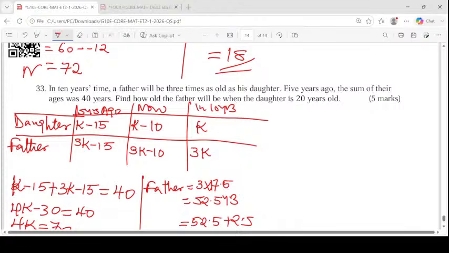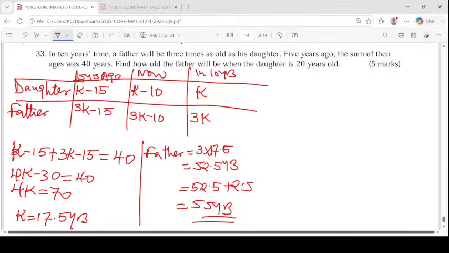For that particular question, 55 years. So that is how you respond to it and you get your 5 marks.